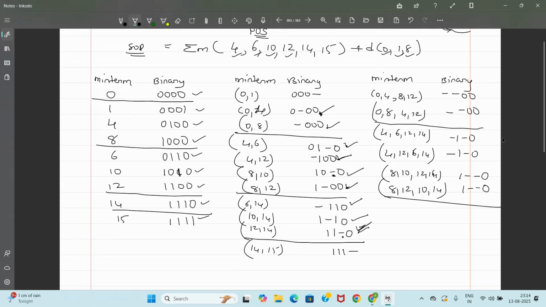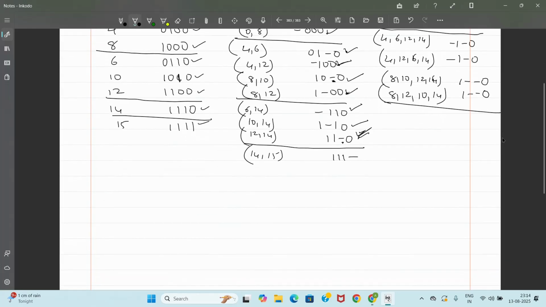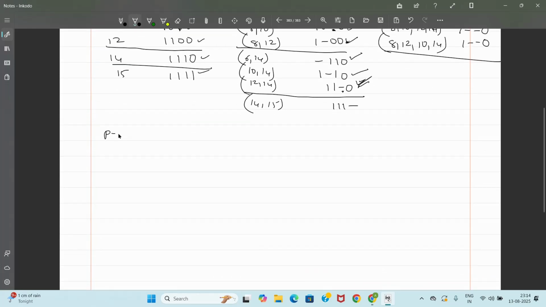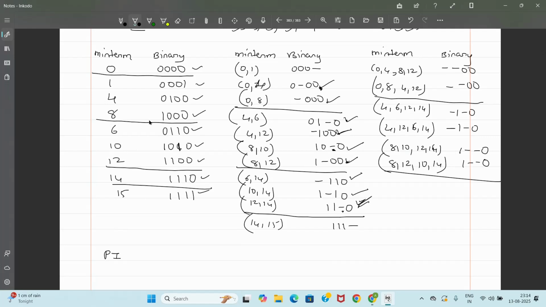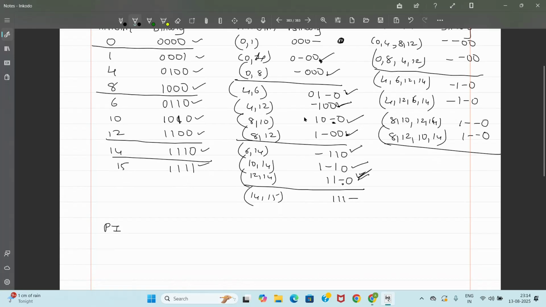You have to go to the second table. So second table, first step is to list out all the prime implicants. So we'll start with the first column. There is no unused term. Go to the second column. You have one unused term here. It is 0, 1. Write it here.